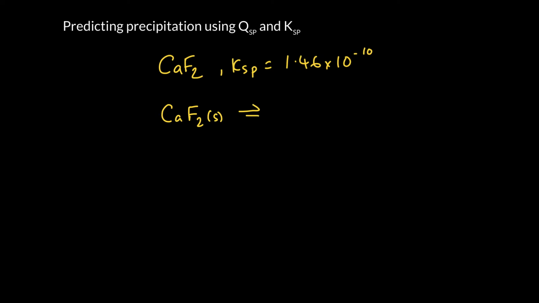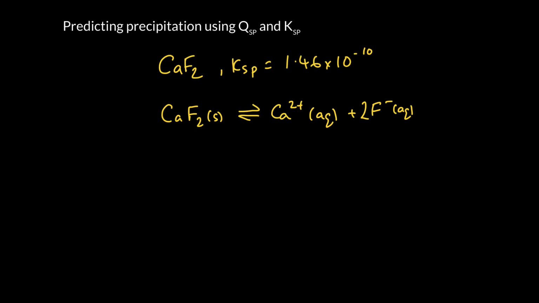So the Ksp reaction, remember, if we've got something like calcium fluoride, and we say it's got a Ksp of 1.46 times 10 to the minus 10, what we're really doing is saying that this equilibrium between the solid and its ions has an equilibrium constant given by 1.46 times 10 to the minus 10. And so when it reaches equilibrium, then this is what we have.